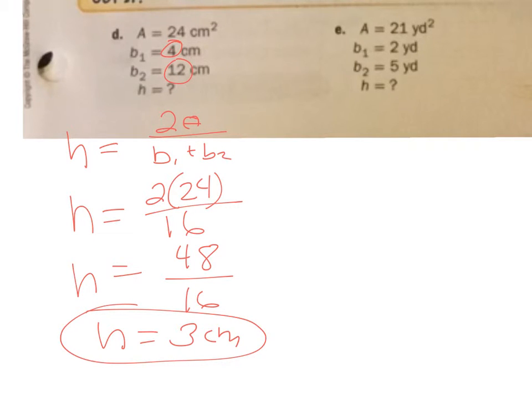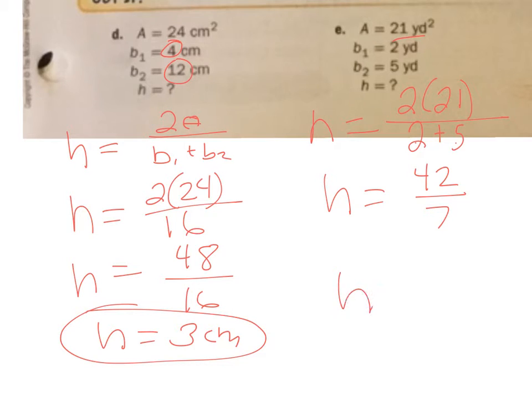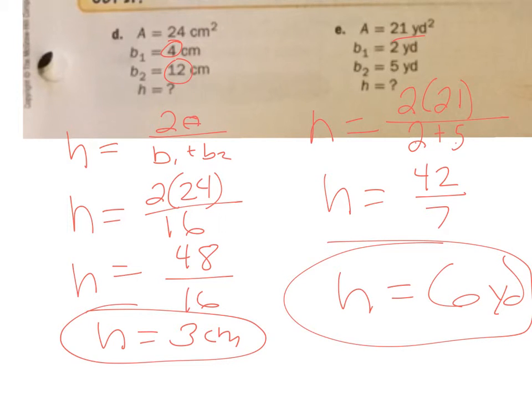Just plug it into the formula. Okay, let's do this one. Missing the height. Height equals 2 times the area. So my area is 21. And then I divide that by my two bases, which is 2 plus 5. Okay? So height equals 2 times 21 is 42. 2 plus 5 is 7. And when I do 42 divided by 7, it gets me 6 yards. Plug it into the formula, and I can get it every time.